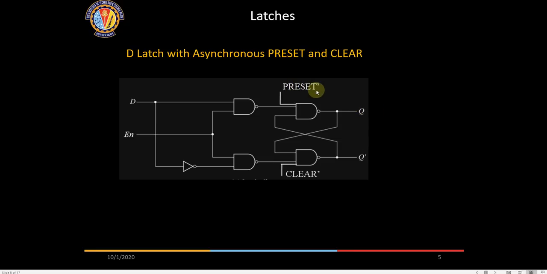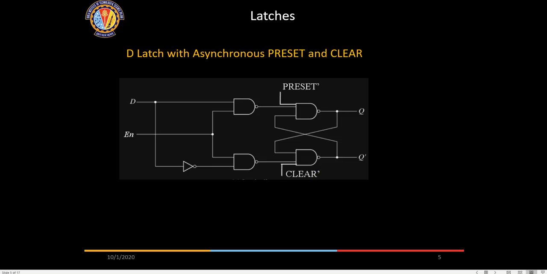Preset means you are setting it as 1. So to put the latch into a high state, that is logic 1, you need to give a 0 here. The moment you give 0 here, this will go 1. So this is known as preset bar and clear bar. Is it okay?